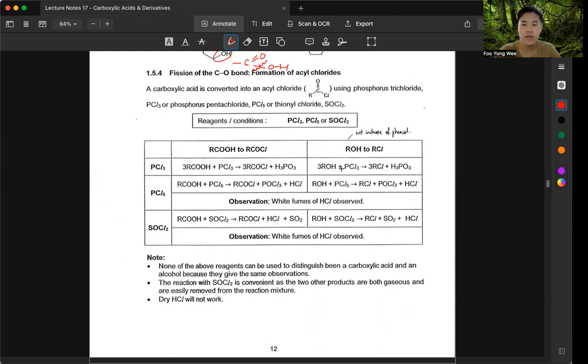So you can also react this, which you learn under the topic of hydroxyl compounds, refer to the earlier video. It will be able to react with PCl3 to form the chloride, and H3PO3 is also formed.